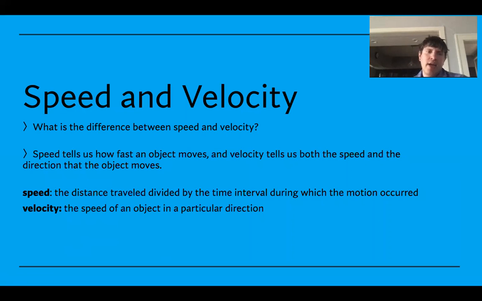Speed tells us how fast an object moves, whether it be miles per hour or kilometers per hour. In the physics world, we use meters per second, and that's what we're going to be using pretty much throughout this entire activity. And velocity tells us both speed and direction that an object moves.